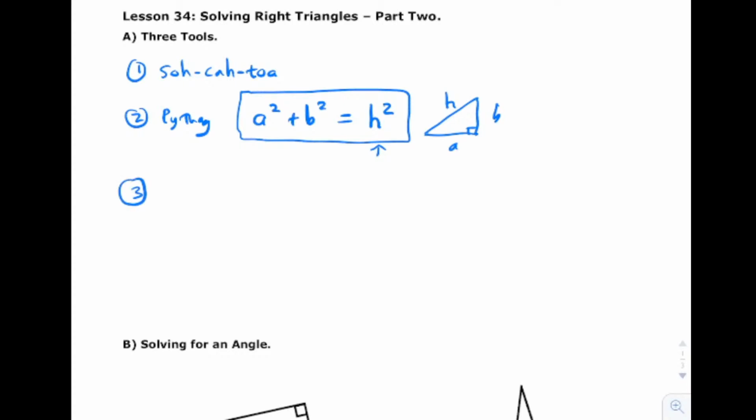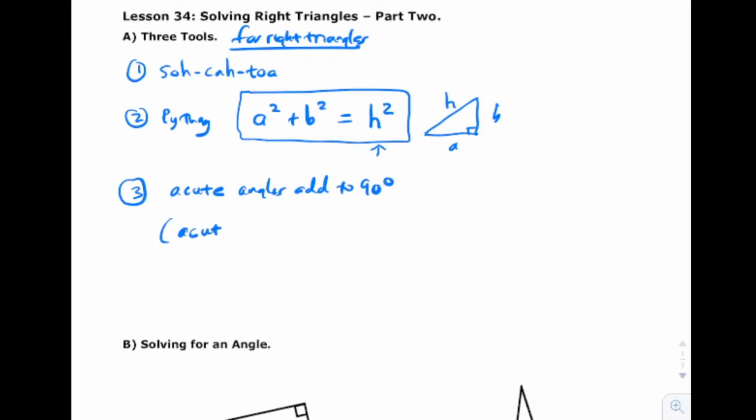And then there was a third tool. Remember this one? And this is for right triangles. Maybe I should put this up here as a condition: for right triangles, the acute angles add to 90 degrees. Acute in a math class means less than 90 degrees, and obtuse means greater than 90 degrees, and a right angle equals 90 degrees. So you have three classes of angles generally: acute, obtuse, and right.